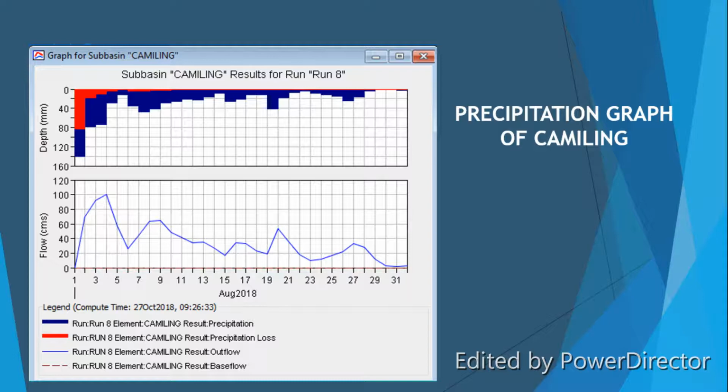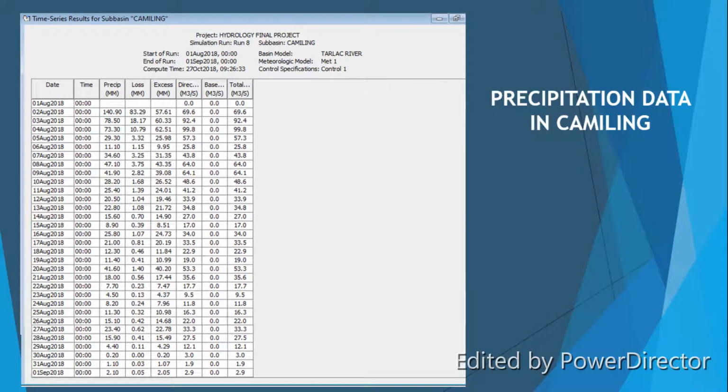It indicates all the precipitation in the month of August. The red bars indicate the loss in the precipitation in the month of August. On August 1, it shows that there is much water lost due to the slow velocity of rainfall. But in the following days, because of the consecutive rainfall, the losses lessen, and also because of the fast velocity of water. Followed by the precipitation data.